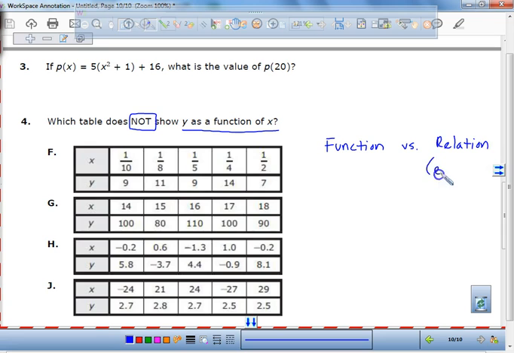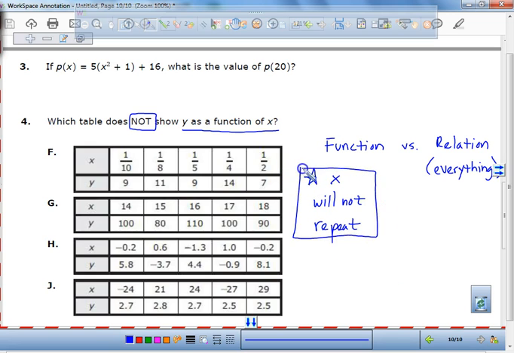Just remember, everything is a relation. Okay? Any set of ordered pairs or any equation will graph a relation. But in a function, the input x will not repeat. You can't have the same input, all right, for 2 different outputs. Okay, so you're looking for the one where x is repeating. So right now, in answer choice F, do you see x repeating at all? No. So answer choice F, right. This is an example of a function.